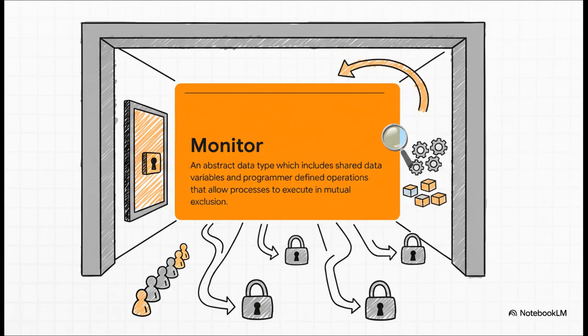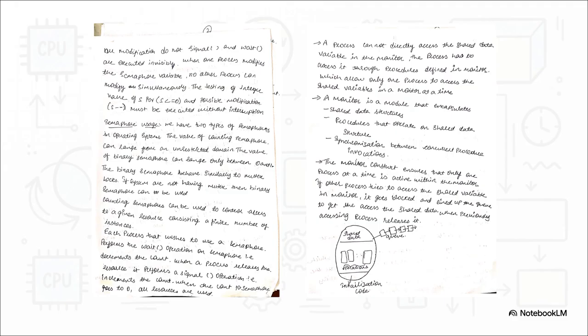A monitor is less like giving tokens to every programmer and more like building a secure room. All the shared stuff is locked inside. The only way to get to it is through specific, heavily guarded doors. These are the procedures. And the room itself makes sure only one process can be inside at any one time. It's just inherently safer.